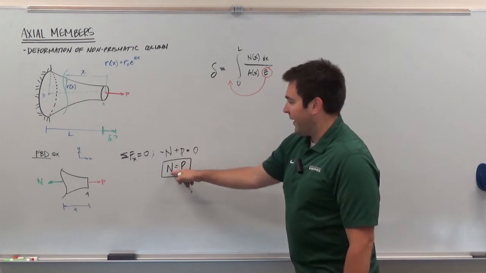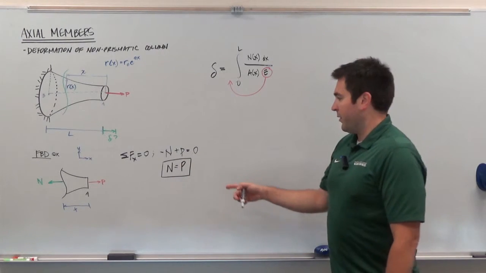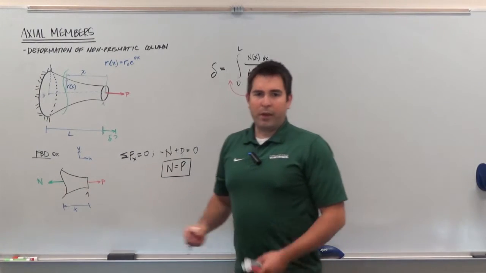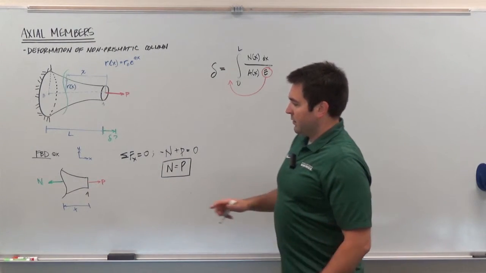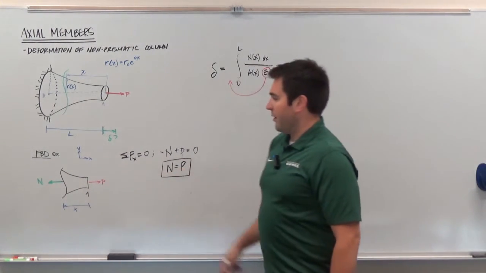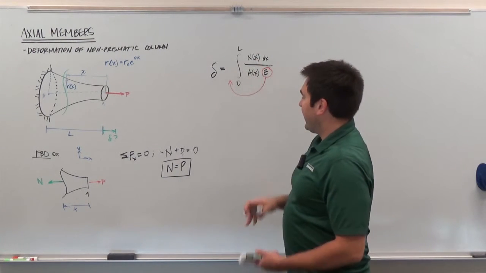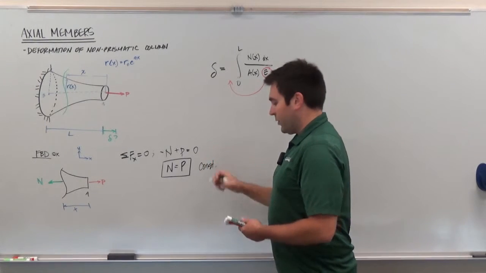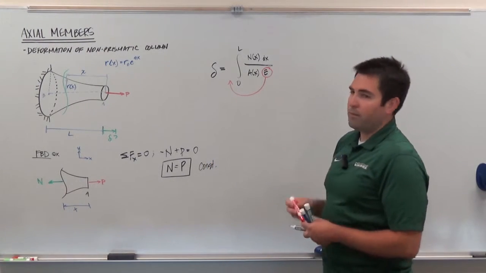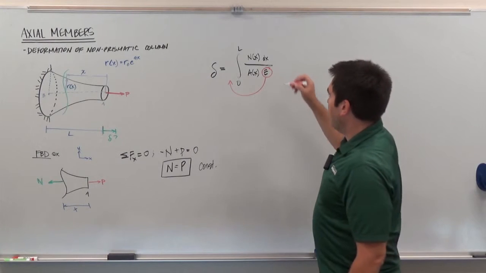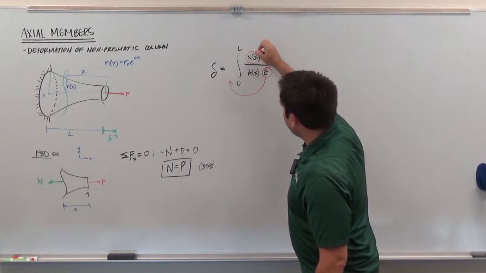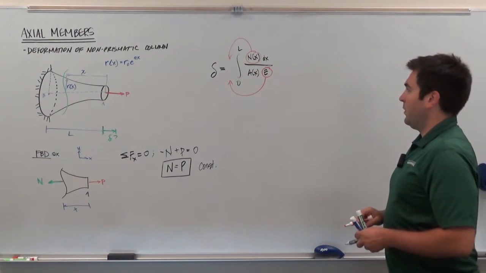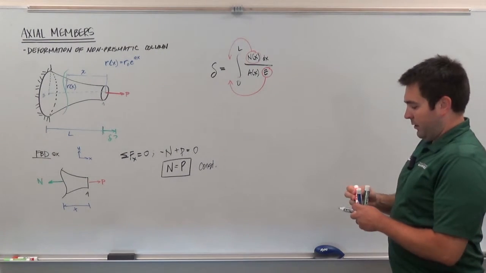So in this case, n is a constant value. X is not part of the equation here. We don't have any distributed external loads, so x is not part of equilibrium. So in that case, n is a constant value. And just like we did with the modulus of elasticity, we can take any constant value out from inside the integral. So that makes our life a little bit easier.